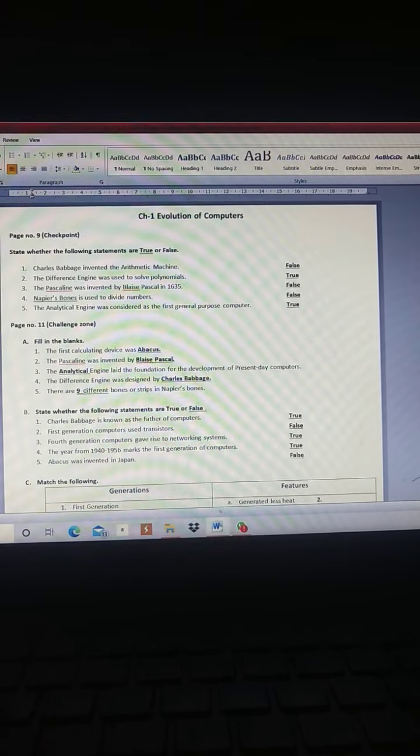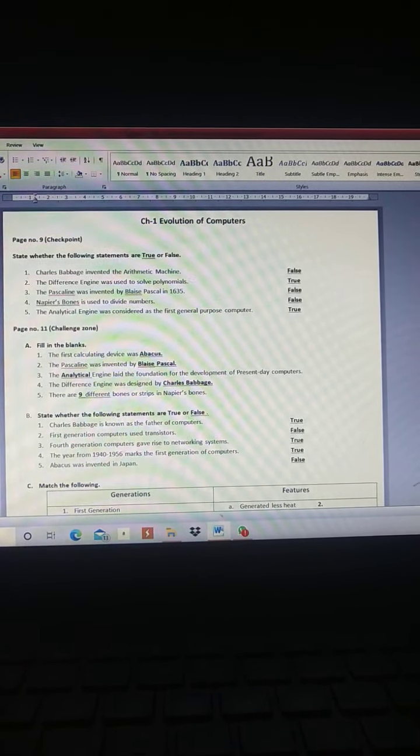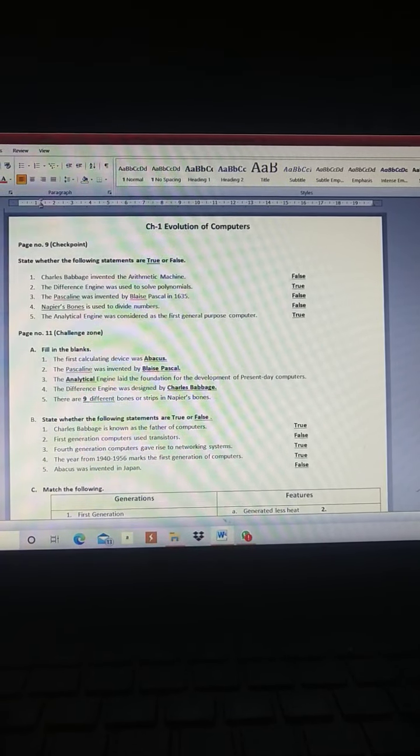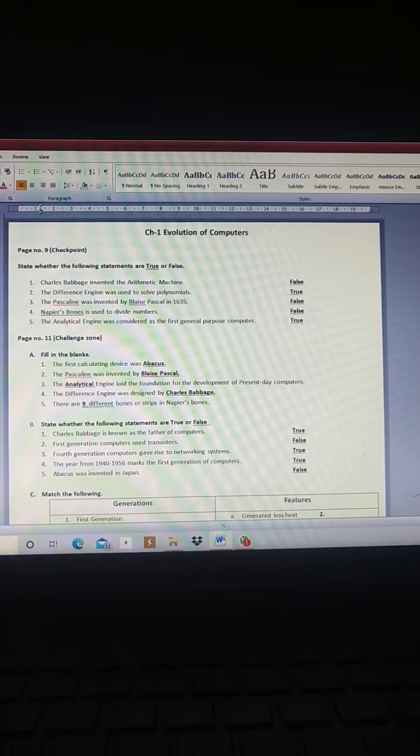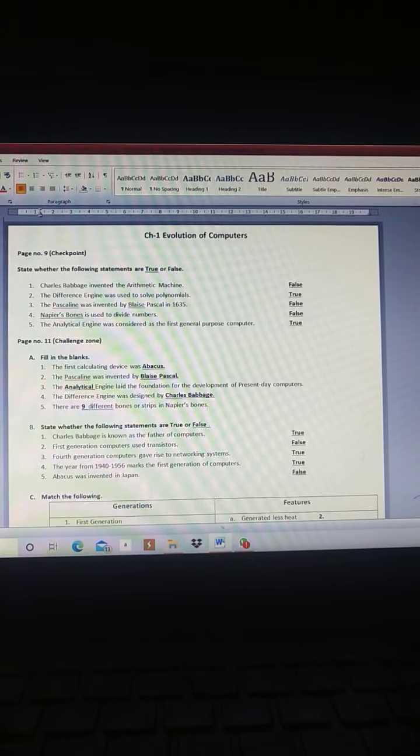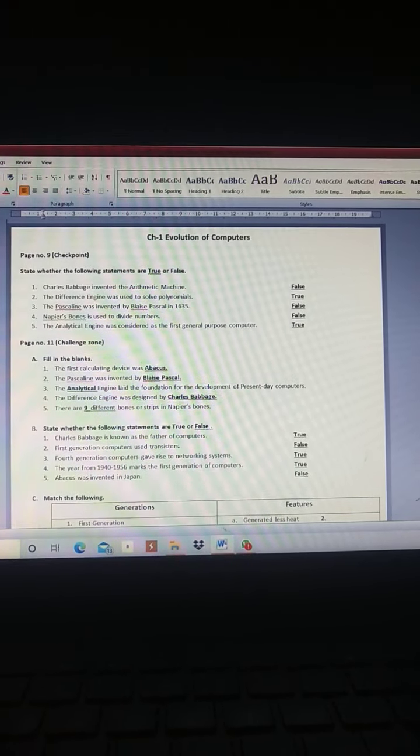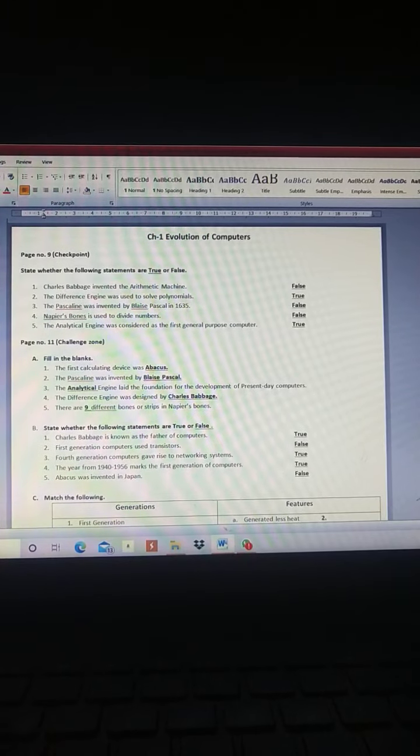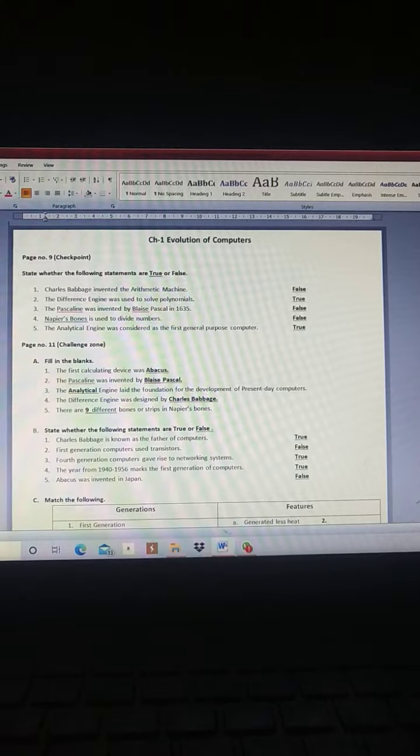And number 5 is, there are dash different bones or stripes in Napier's bones. There were 9 different bones or stripes in Napier's bones, right? And part B is again, state whether the following statements are true or false. First is, Charles Babbage is known as the father of computer. Yes, it is true. Next is, first generation computers used transistors. It is false, because first generation computers used vacuum tubes. Transistors were used by the second generation computer.